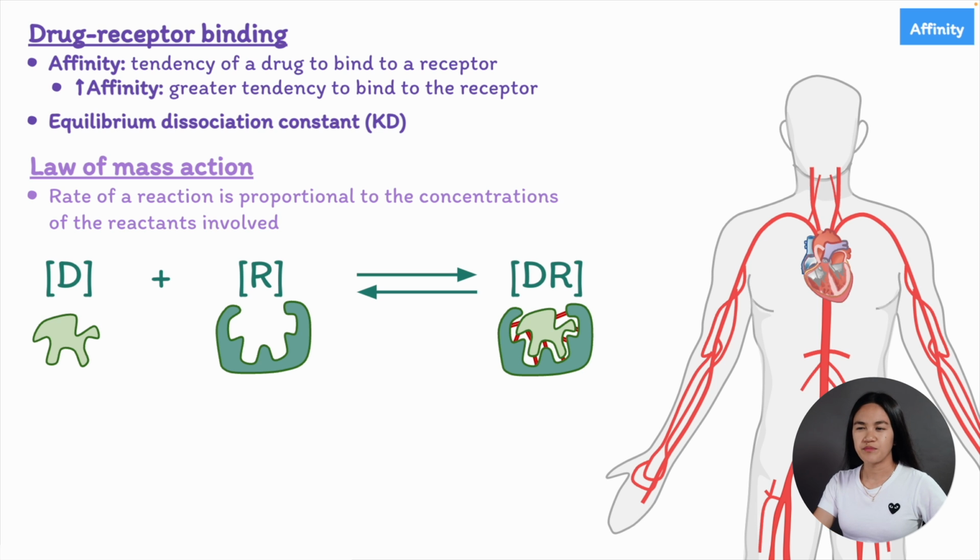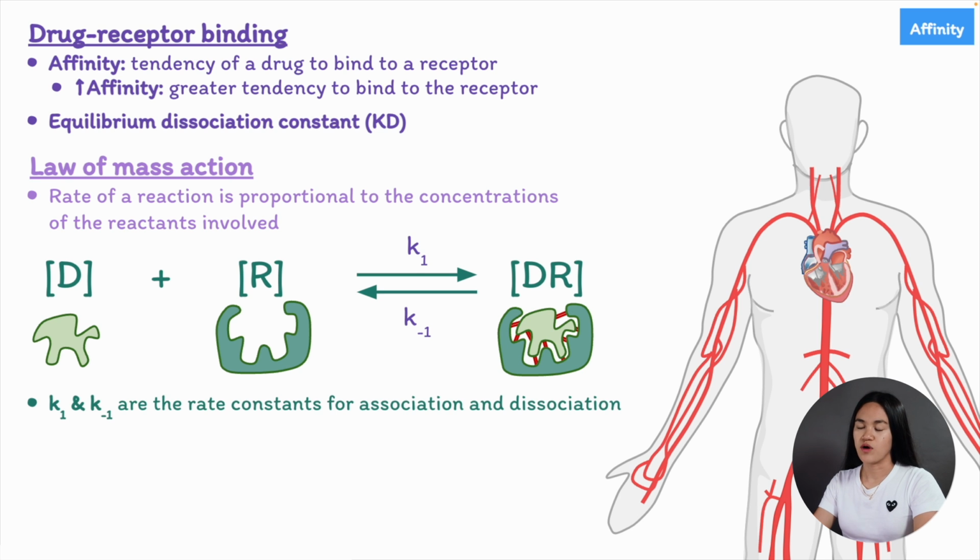Now, in most cases, the binding of drugs to receptor is a reversible reaction, meaning it can occur through association or dissociation. The rate constants, K1 and K-1, describe the rate at which the drug and receptor associate or bind together and dissociate, separate. Okay, so K1 represents the association rate constant. So it determines the ability of the drug and receptor to bind, while K-1 represents the dissociation rate constant, describing the rate at which the drug-receptor complex separates.